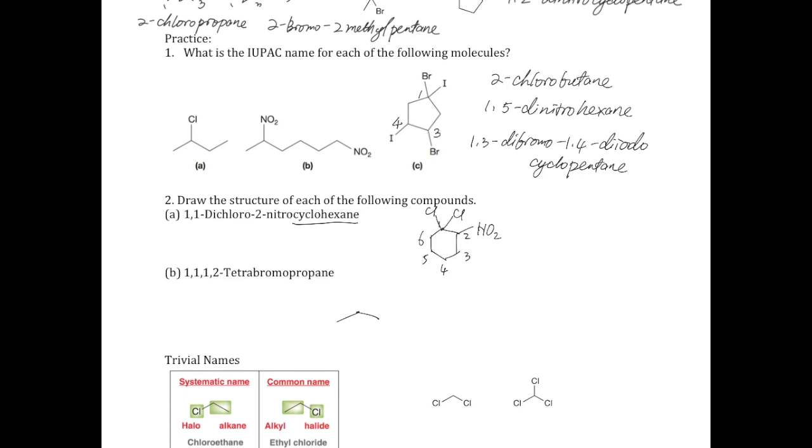Okay, so you just need to find the backbone and then 1,1,1-tribromo, 2-bromo propane. That's it.